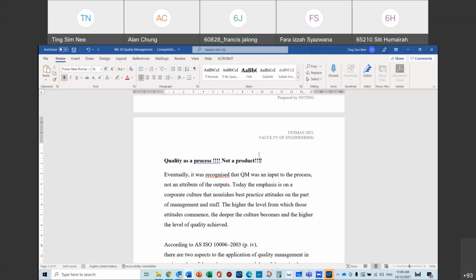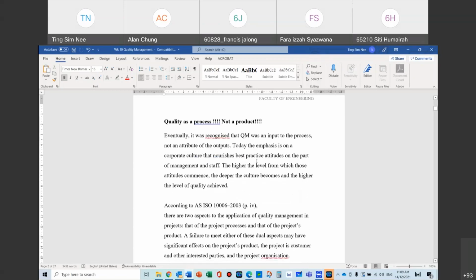There are methods, there are ways of doing it so that you will end up having that final product. So again, the same analogy applies to construction, and even more complicated, and under a very open, difficult to control kind of environment. So that is what we meant by quality is a process, not a product.